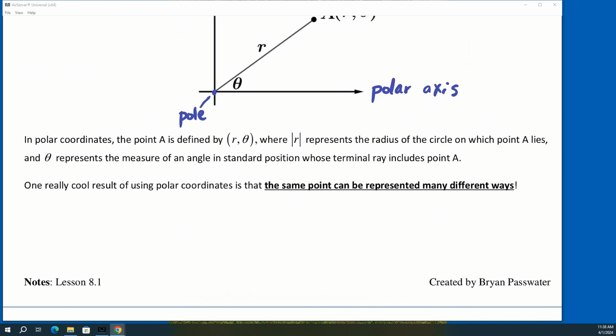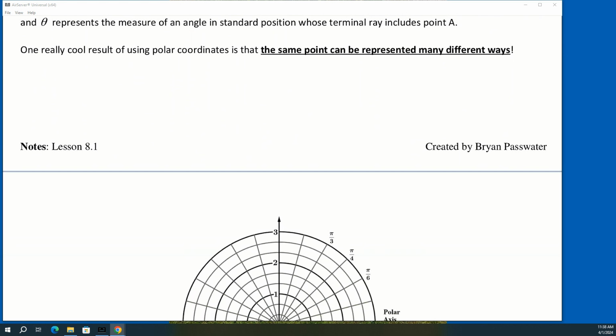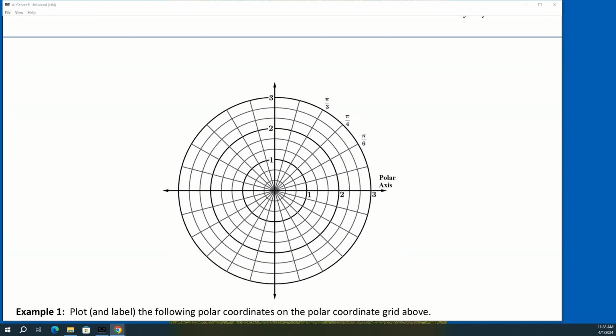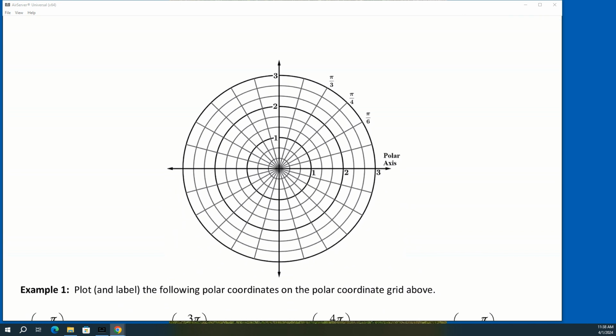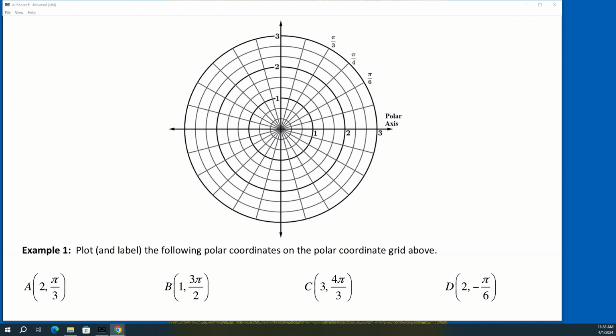And one thing that is really cool about polar coordinates that we can't say about rectangular coordinates is that the same point can be represented different ways. And that's one of the things we're going to do today. All right, so the first thing we're going to do is plot some polar coordinates. So this grid has 3 angles labeled. So I'm going to go ahead and label more of them.